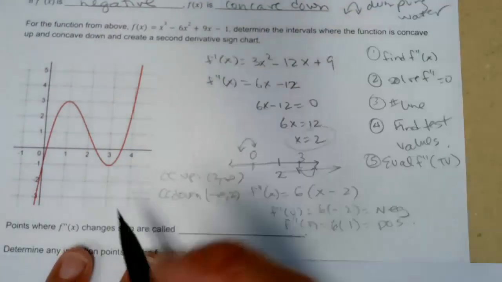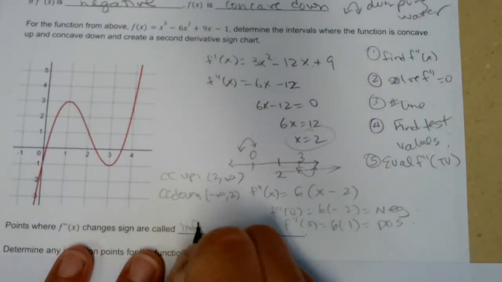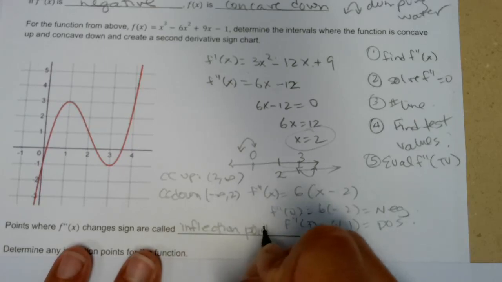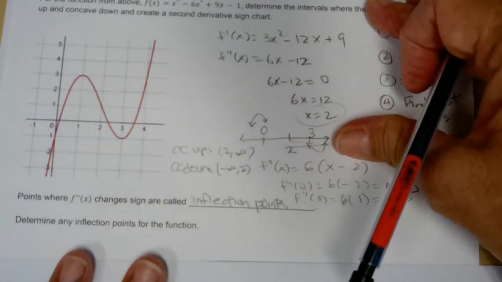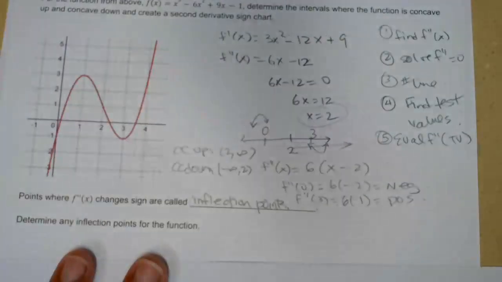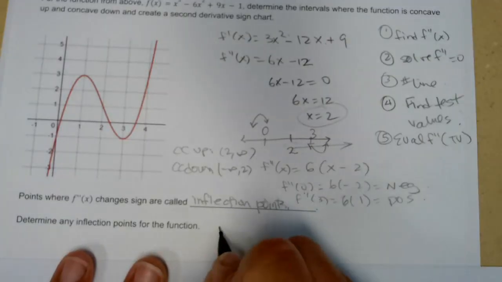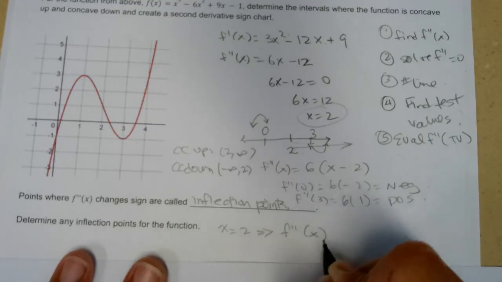So those points where f double prime changes signs, those are called inflection points. Okay, inflection points, good vocabulary word. So does our function have any inflection points? Sure, right? We change signs at x equals 2. f double prime of x changes signs.